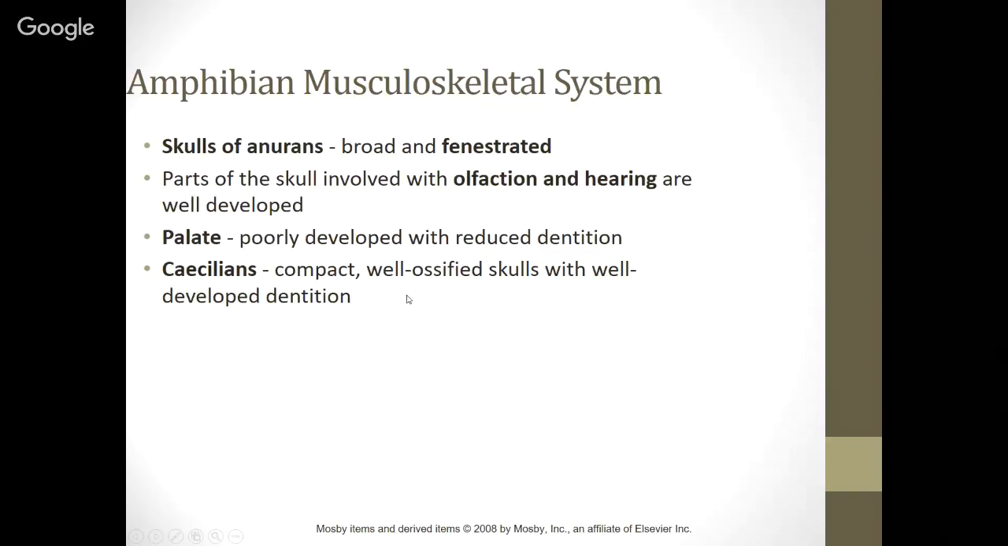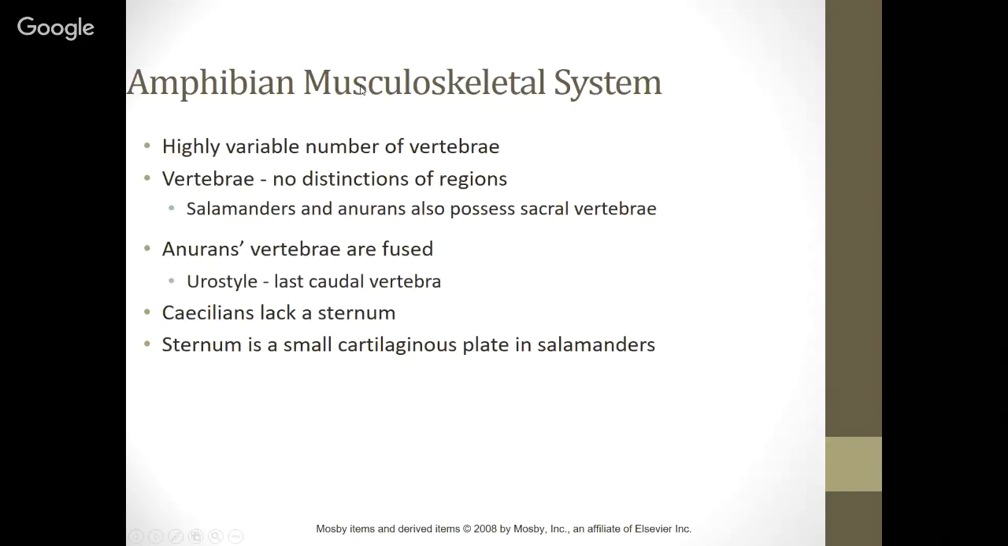The caecilians have compact, well-ossified skulls with well-developed dentition. Caecilians generally live under surfaces, and so they do need to have a compact skull.